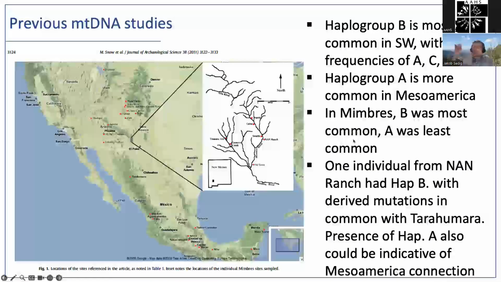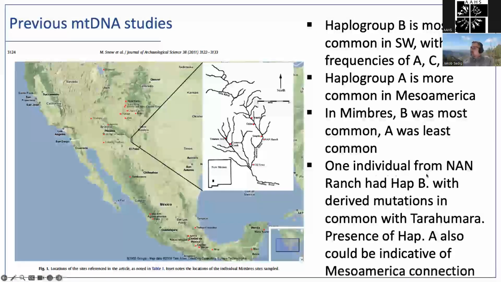So unsurprisingly, in these Mimbres individuals, haplogroup B was the most common. There were a few haplogroup A individuals, but again, that's expected. When we see haplogroup A, we're not saying that someone from Mesoamerica was in the Mimbres region, because we do have low frequencies of that haplogroup in the US Southwest.